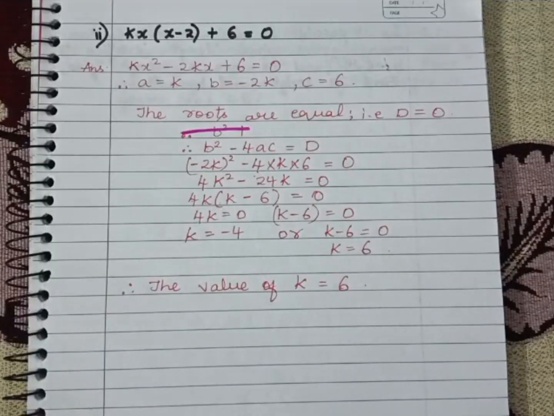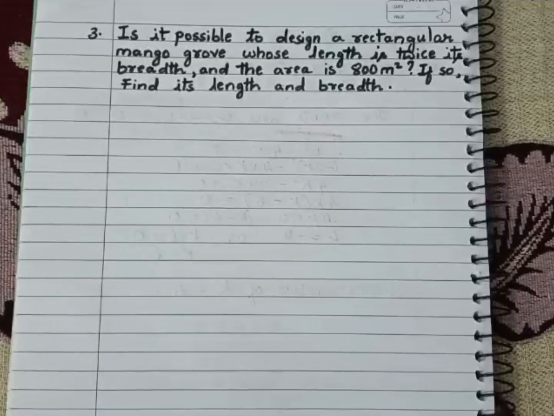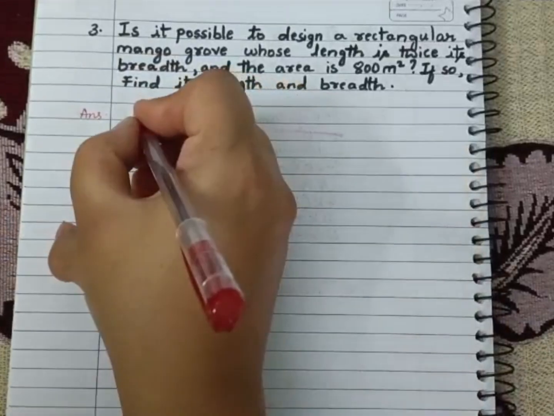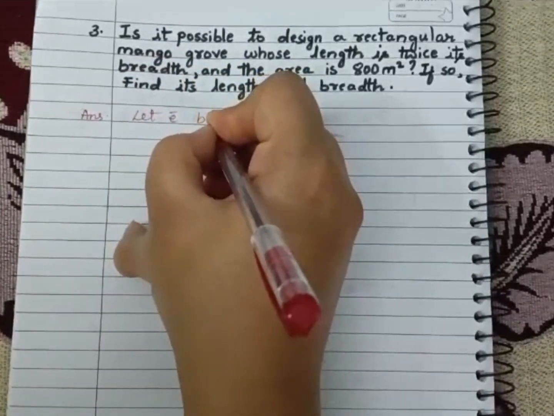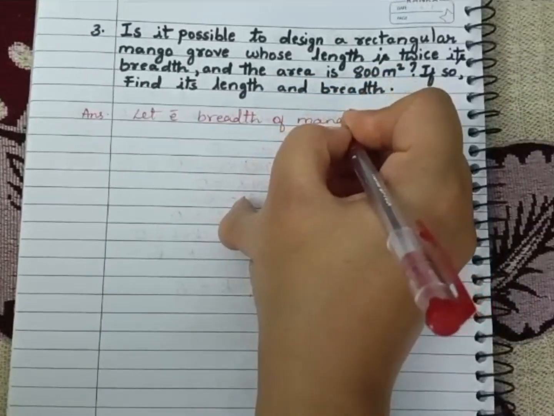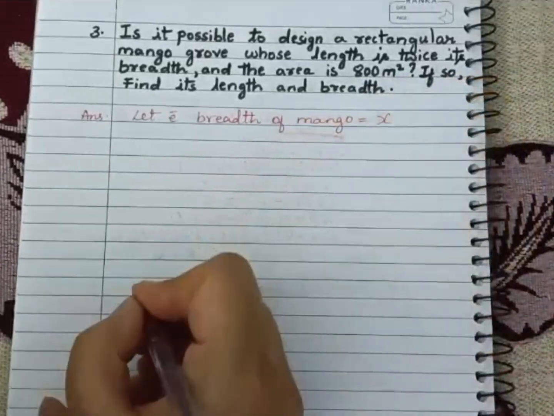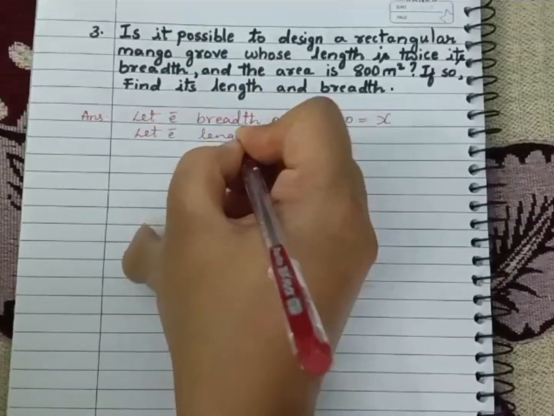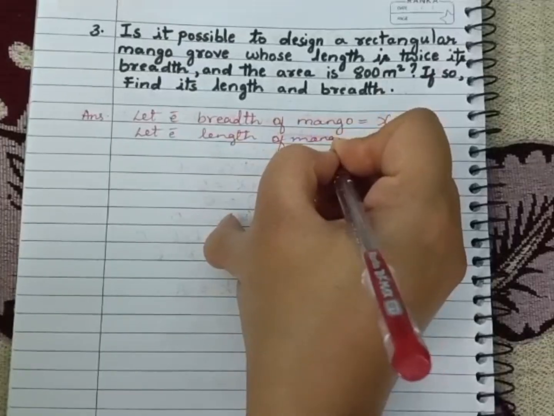Let us go to the third question. The third sum is: is it possible to design a rectangular mango grove whose length is twice its breadth and the area is 800 m square? If so, find its length and breadth. The answer is, let the breadth of mango grove be is equal to x and let the length of mango grove be is equal to 2x.